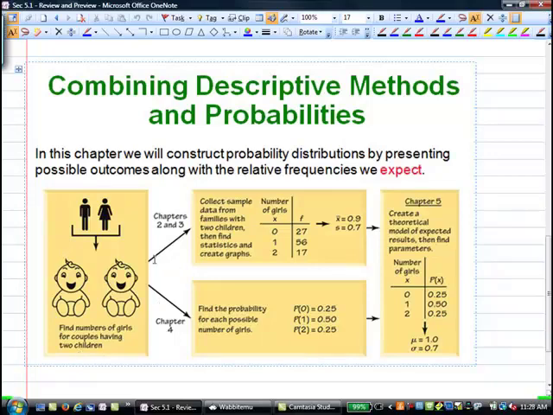So here we're using information from chapters 2 and 3 to collect the sample data from families with 2 children and then come up with a probability table looking at the mean and the standard deviation of the probability of having a certain number of children, and then find the probability for each of the possibilities for the number of girls. In chapter 5, we combine these two things in order to put all this together in a probability distribution function.